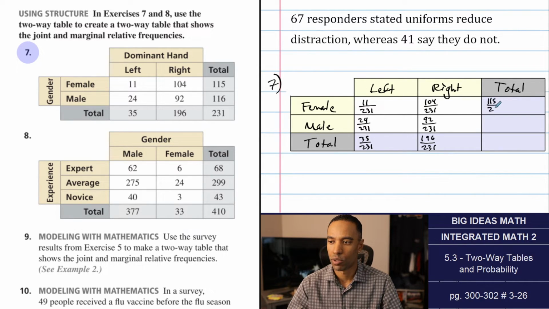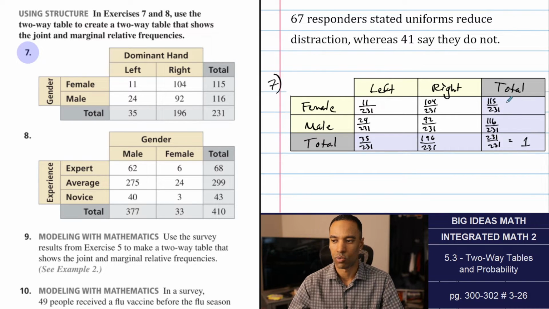115 out of 231. That's going to be about 50%, right? We can already kind of see that because this is split down the middle. And this is going to be 231 out of 231, right? So 231 and 231 we know is 1. There's nothing else I have to do with that.